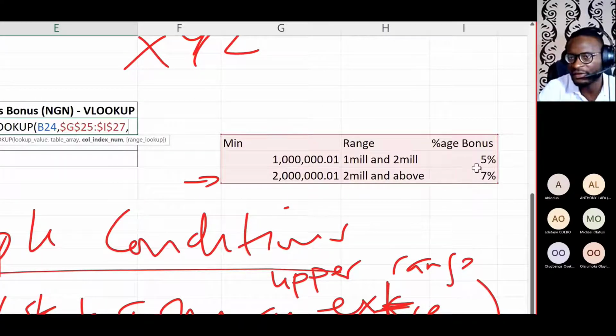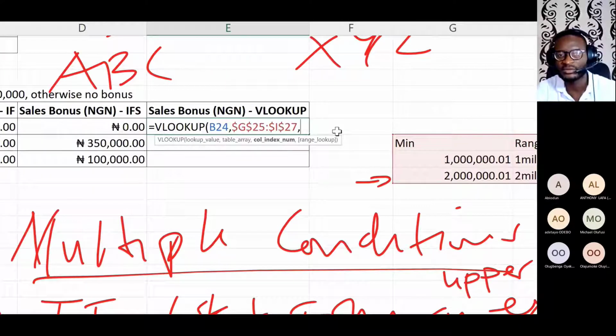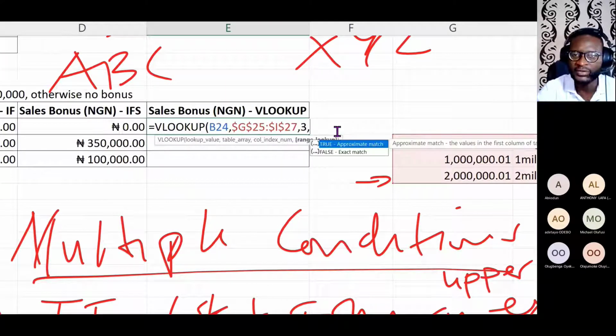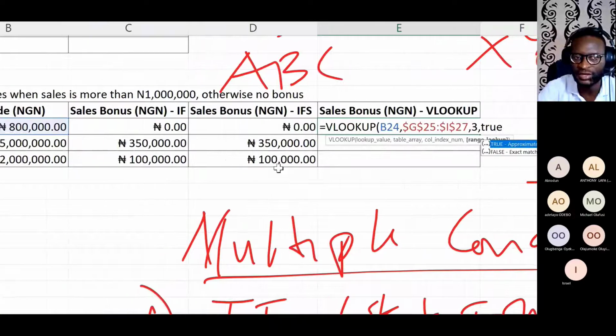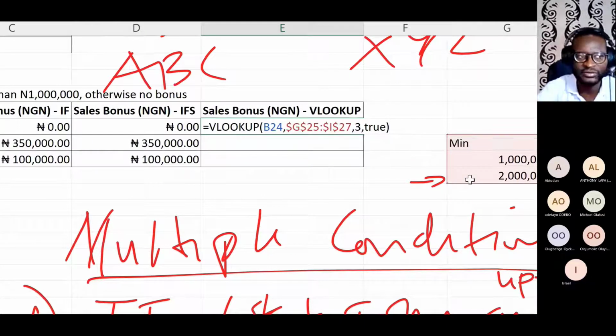The percentage is here, so it should get for me what is in the third column. Now, the other special thing to be aware of is, we are familiar with using 0 or false. In this case, we need the approximate match, because that is what will let VLOOKUP know, when you enter 900, which one is closest to apply, which is the appropriate approximation. So I'm going to say true. I need you to do an approximate match. Okay, so that's it.